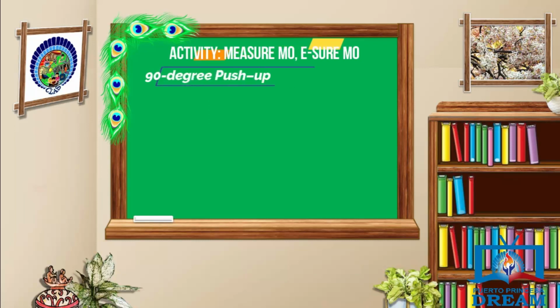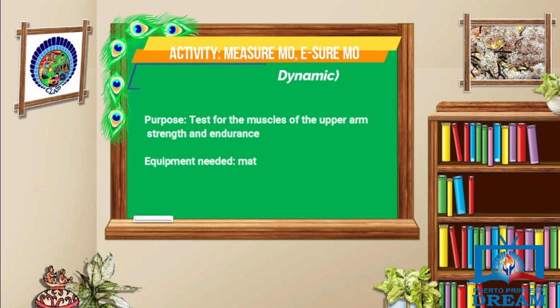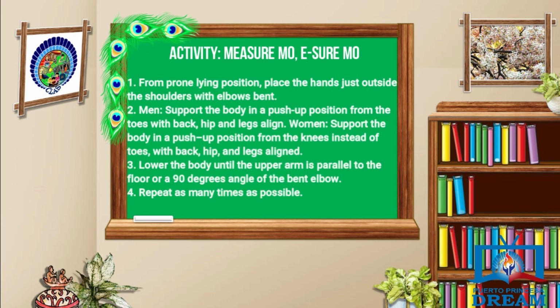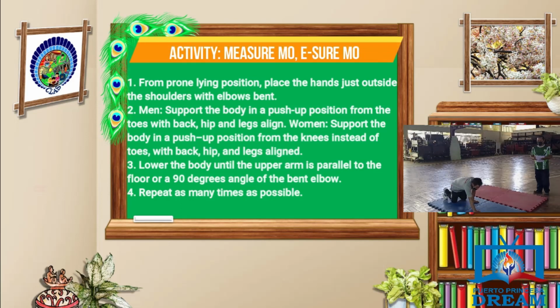Let us now proceed with the 90-degree push-up. The purpose is to test the muscles of the upper arm for strength and endurance. The equipment needed is a mat. The procedures are: number 1, from prone lying position, place the hands just outside the shoulders with elbows bent.